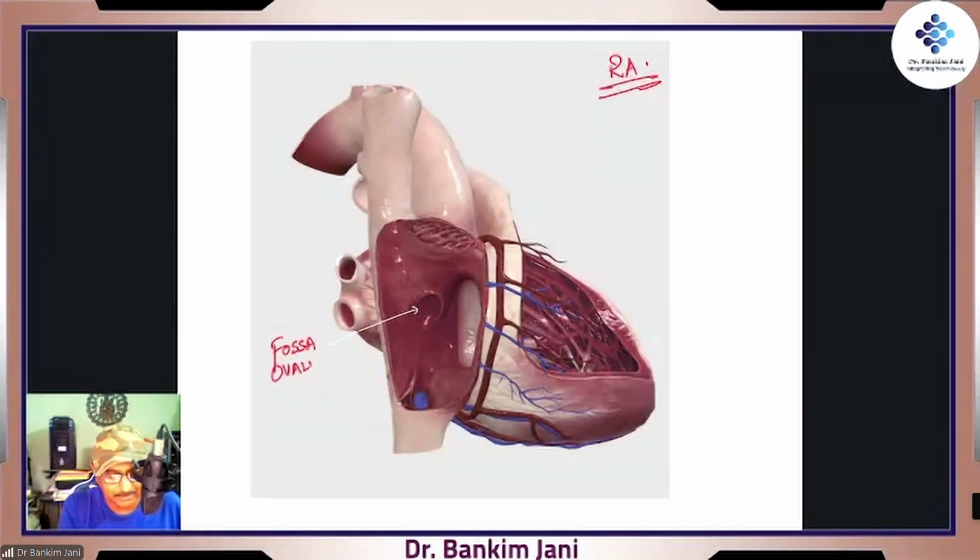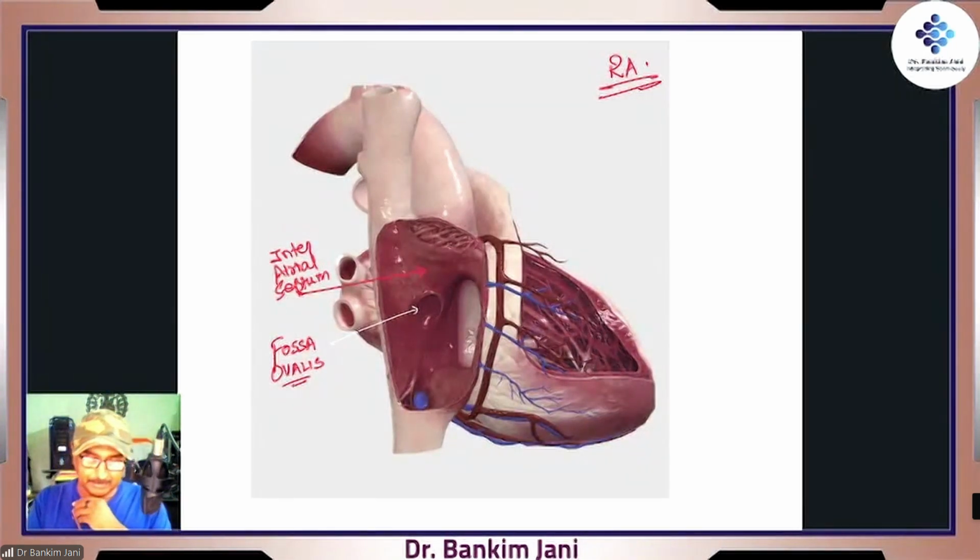Fossa means there is a gap, a depression. So that is what is called the fossa ovalis. And this fossa ovalis tells us that this particular wall, this entire wall, is between two atria. So that's why it is called the interatrial septum.